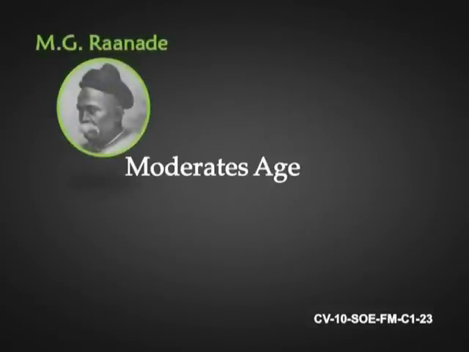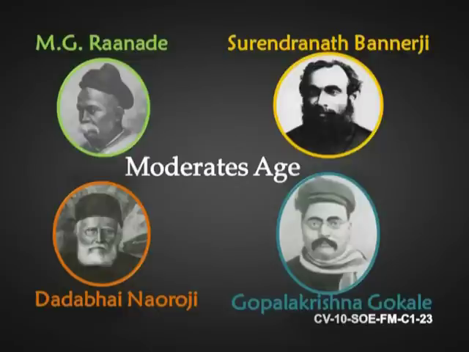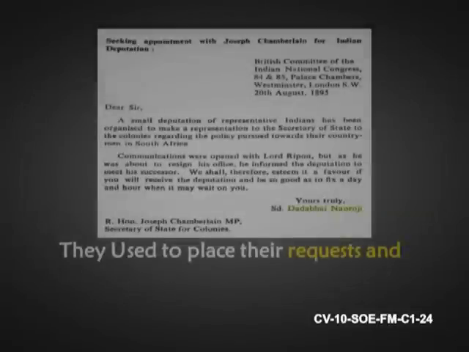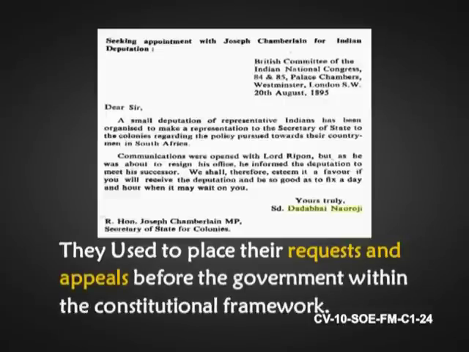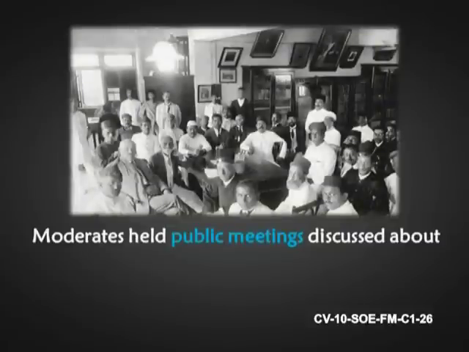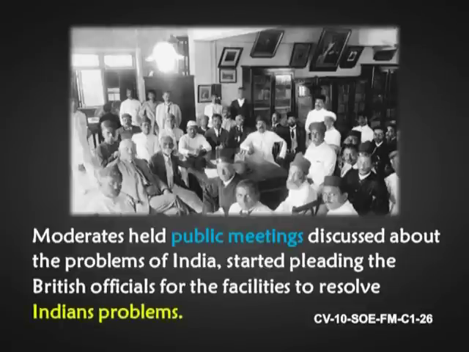Traditionally, the first 20 years of the beginning of Congress was called the Moderate Age. Among the moderates, M.G. Ranade, Surendranath Banerjee, Dadabhai Naoroji and Gopal Krishna Gokhale were prominent. The moderates trusted the British administration and their impartiality. They used to place their requests and appeals before the government within the constitutional framework. The moderates taught the people about the political situation. Moderates held public meetings, discussed the problems of India, and started pleading with the British officials for facilities to resolve Indian problems.